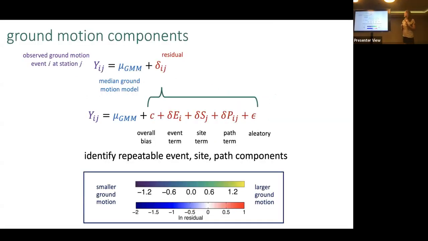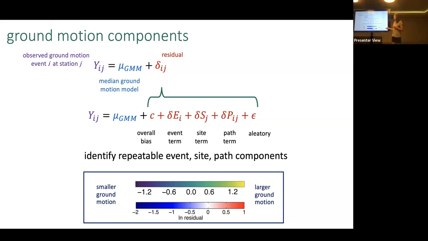So just before we started, just to make sure everyone's on the same page, some people are really familiar with this notation, other people are not. I'm going to be talking a lot about different components of the ground motion. So the observed ground motion at a station from event i at station j can be considered the median ground motion model, and then the residual. And we'll focus a lot on the residual component, assuming that the ground motion models are pretty fit and unbiased. So the residual can be broken down into the bias, and then the event term that's dependent on the event i, the site term that's dependent on the site j, and then the path term that's dependent on both of those. And here I'll show some examples where we've identified, or are attempting to identify, the repeatable components of the event, site, and path.